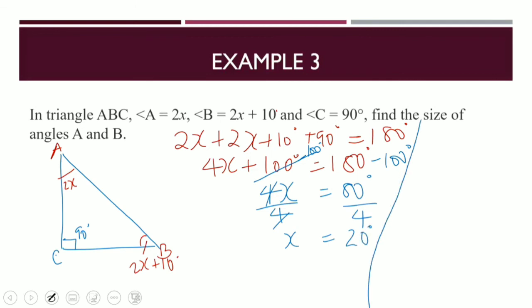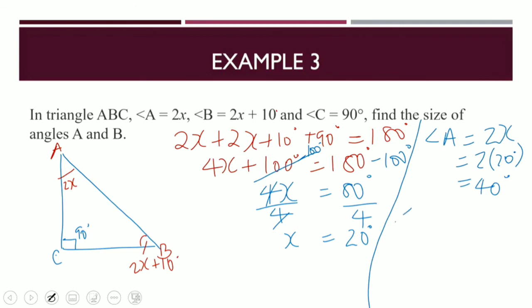Are we done? No, we only know the value of x, and the question asks us to find the sizes of angles A and B. Angle A, as we are given, would be 2x. So that's 2 times 20 degrees, which would be 40 degrees. Remember, you can always pause and work ahead of me, so you can let me know in the comments if you got all of these correct.